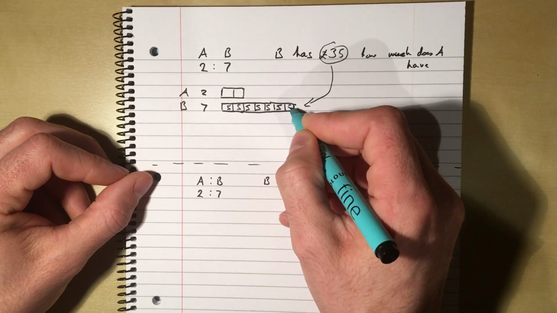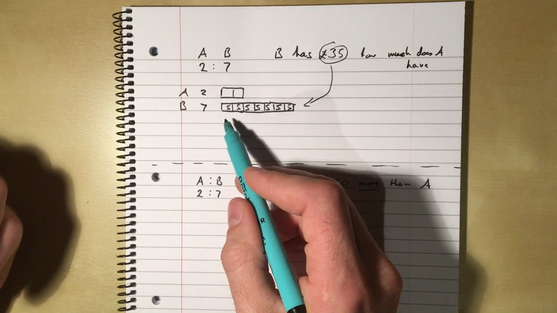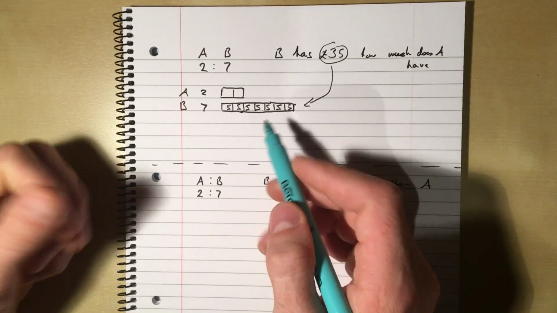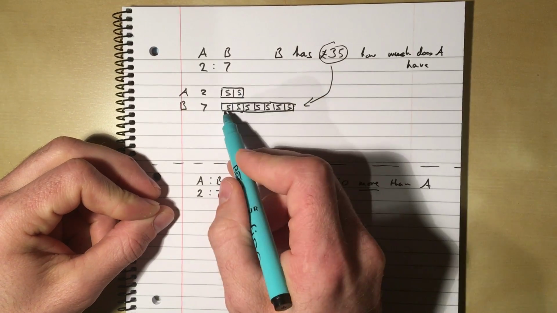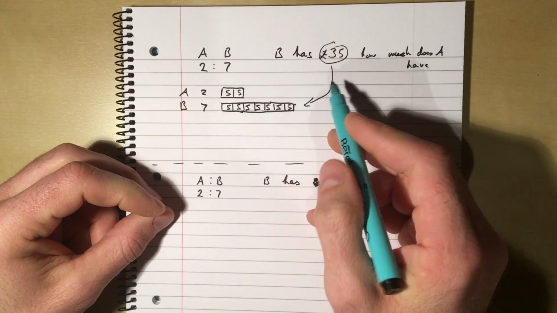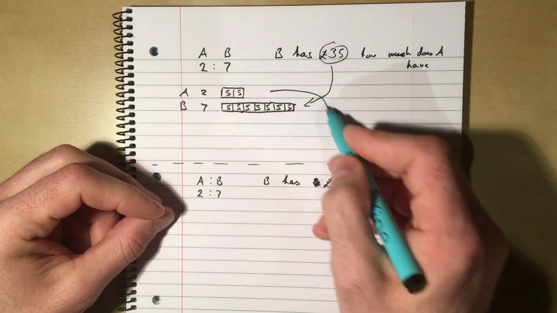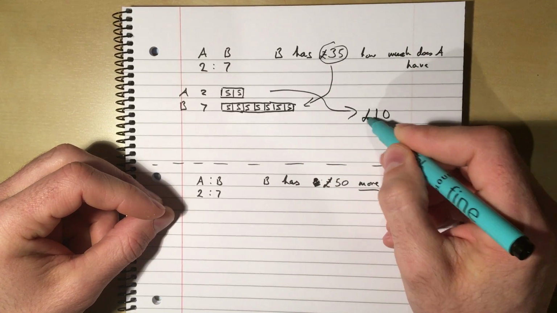And the whole point of these boxes and these shares is that once you know how much one share is worth, then all the shares are worth the same amount. So A has 2 lots of 5, B has 7 lots of 5. So the question was, how much does A have? And the answer is £10.